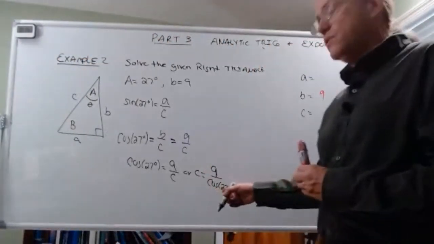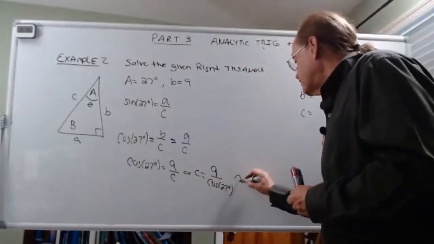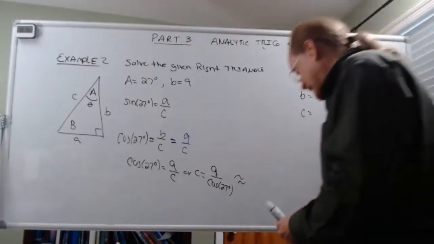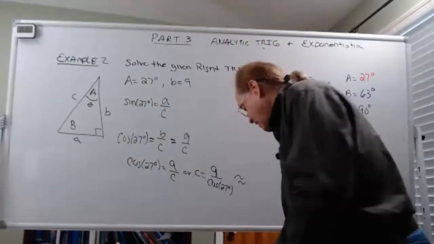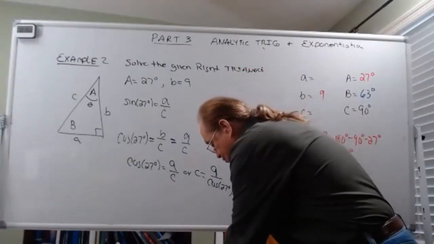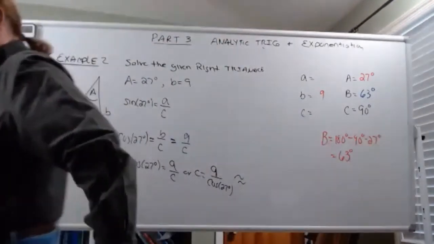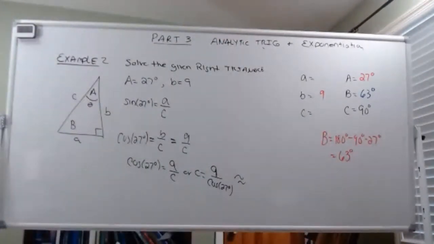Well, I can now go to my calculator and get an approximation for C. This is where you have to be careful and make sure your calculator is set for degree mode. This is one of the cases where you have to make sure that you're in the right mode on your calculators. So let's go to a calculator and analyze that.